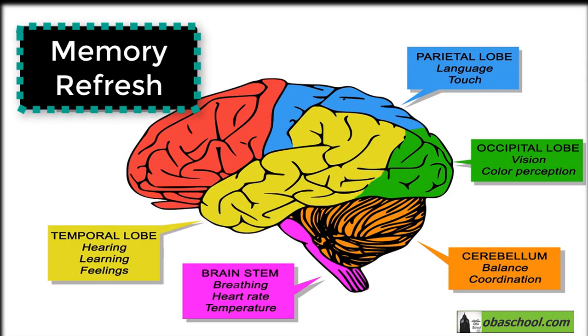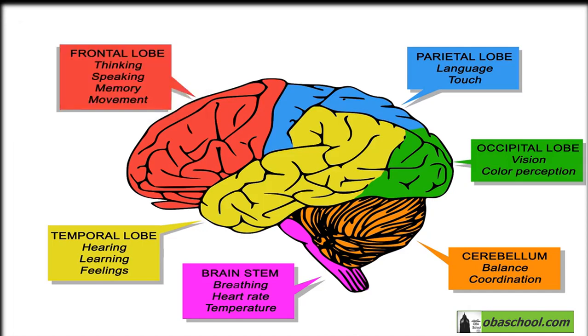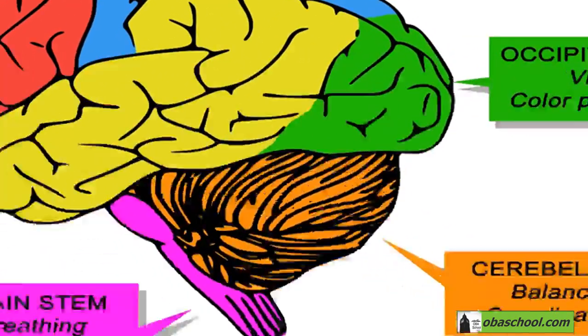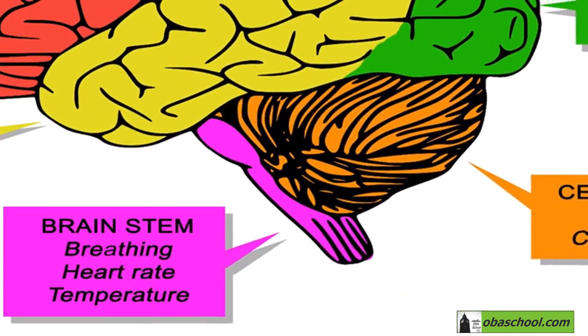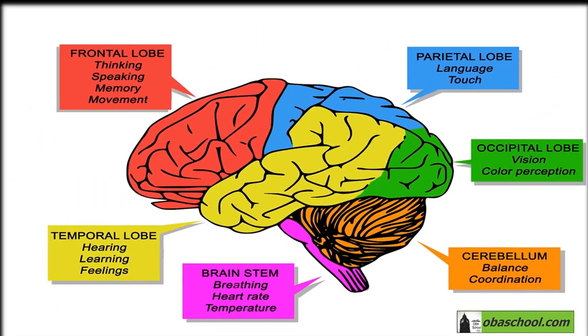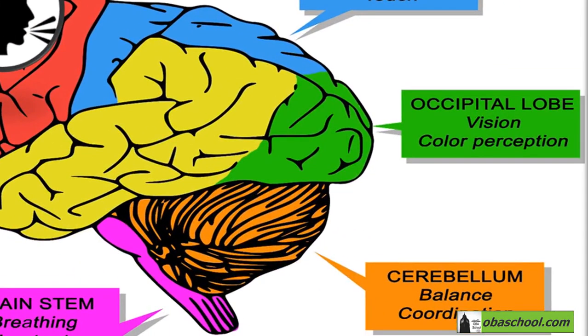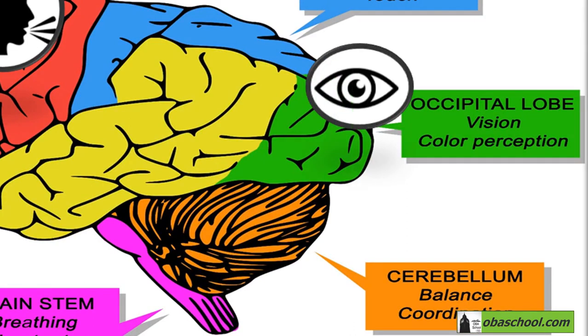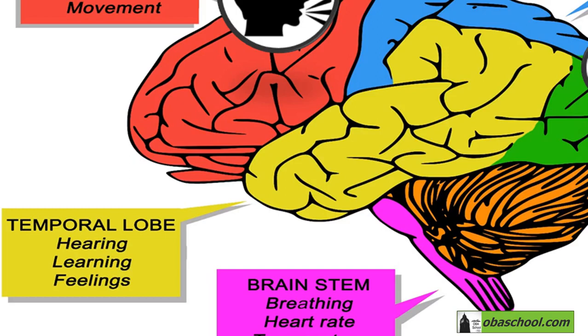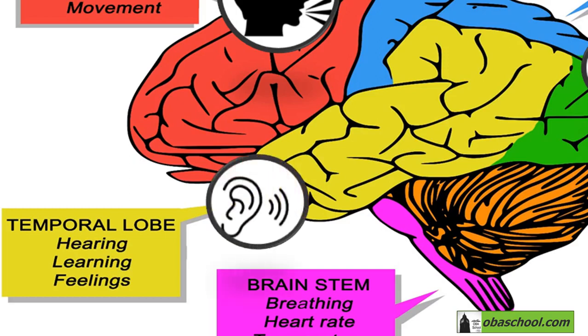A quick refresh to your memory, guys, concerning the brain parts. Previously, we have studied that the brain is divided into three main parts: the cerebrum, the cerebellum, and the brainstem. We also studied that each region of the brain is responsible for a specific function. For example, the region colored in red is responsible for speaking, the region colored in green is responsible for vision, and the region colored in yellow is responsible for hearing.